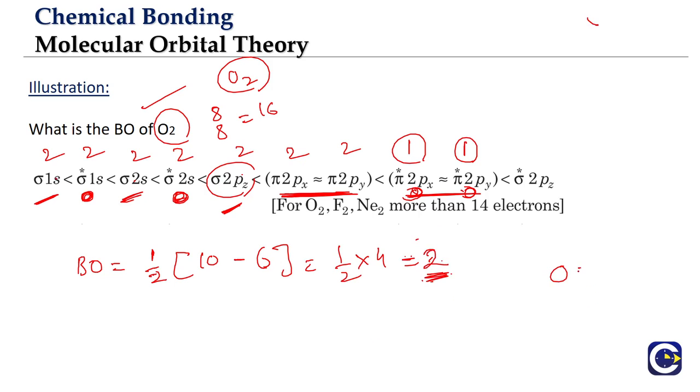In the O2 molecule, we'll have a double bond between both these oxygen atoms. So what is the bond order we predict? We'll predict the bond order to be equal to 2. And that is what we will see as per the molecular orbital theory also. So this is the concept of bond order from the molecular orbital theory.